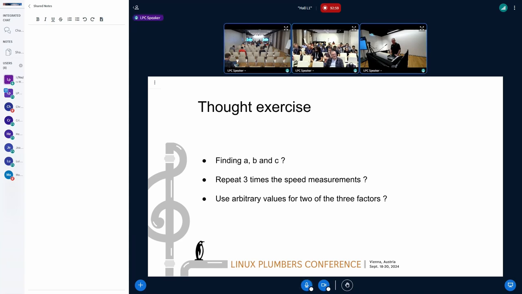But the question is how we can find these ABC. Shall we repeat three times the same thing and given that, resolve this equation? Or should we use arbitrary values? I don't really like that. And what will happen if we use too long a duration? How do we prevent overshoot and undershoot during this duration? Yes, that's something experimental I would like to do in order to try to have a self-adaptive logic given the temperature and the behavior of the temperature of the system.